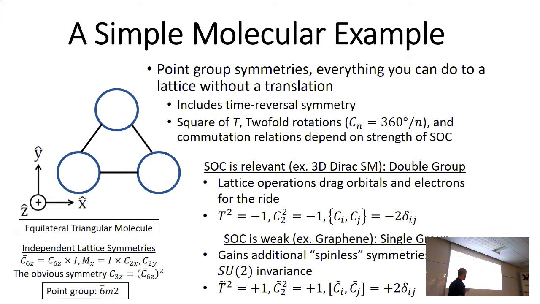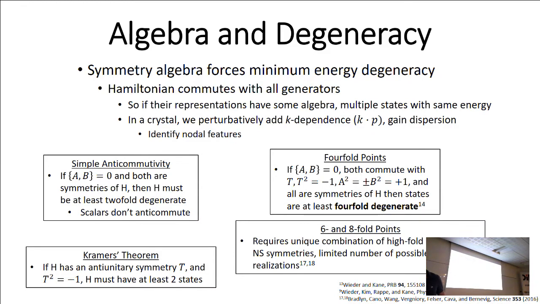But then I can also ask the same question, what happens if I have strong spin-orbit interaction, in which case, as I do this, I'm dragging around half-integer quantum mechanical spins. And so now my rotations get a minus sign, my time reversal gets a minus sign, and my rotations don't commute, because the generators of these rotations for the half-integer spin can be considered like the Pauli matrices. So they have this sort of Clifford algebra. And so what that tells you is the minimum degeneracy of your Hamiltonian.